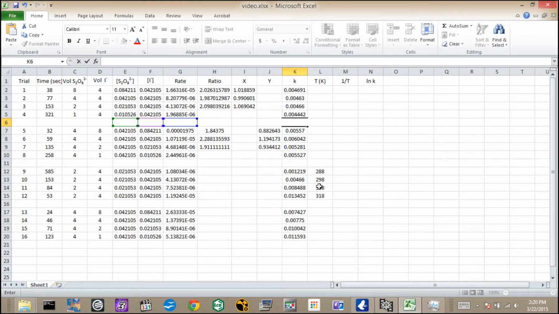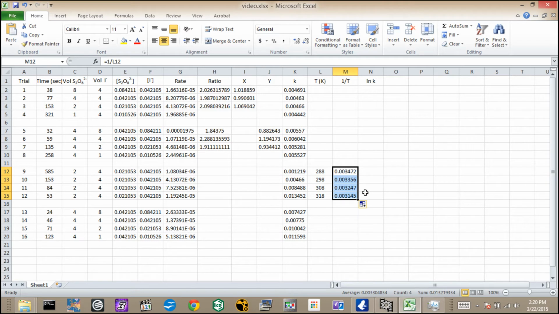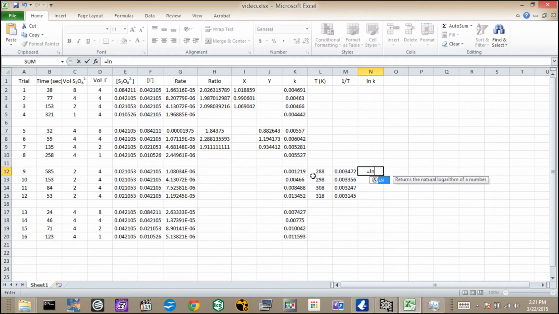So what we're going to need though is an inverse relationship there for the temperatures. So what I'm going to do is invert that, and then I can just drag that down to the cells I'm curious about, which are trials 9 through 12. And I'm also going to need the natural log of K. So again, relatively simple, equals for every formula, and then we're good.